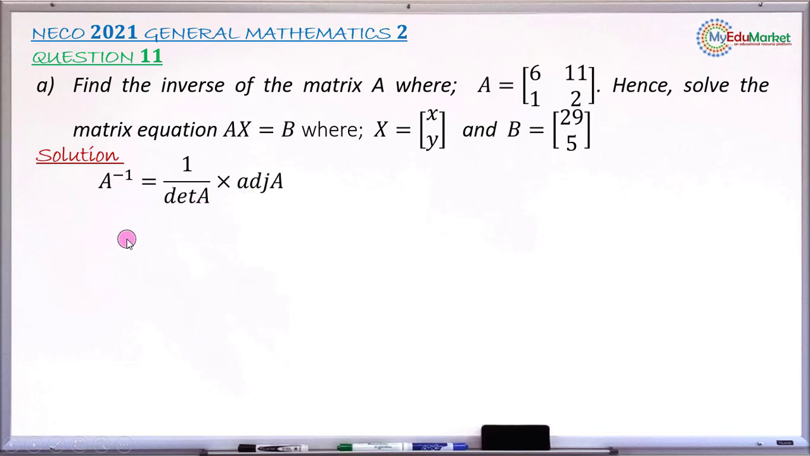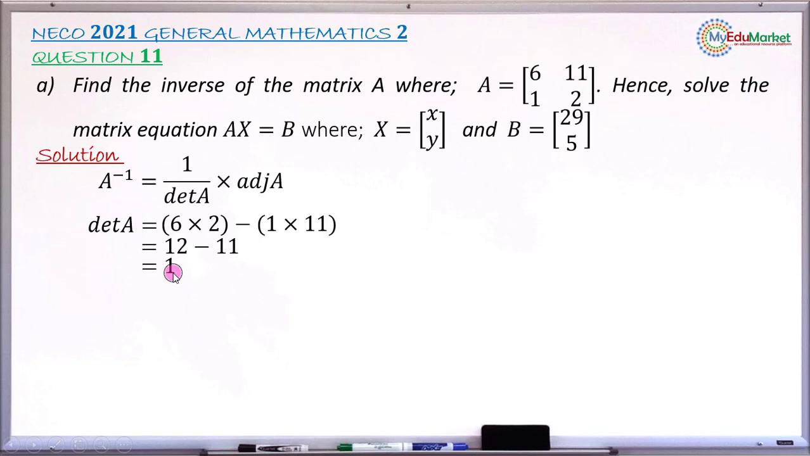Starting with det A. Remember, A is a 2 by 2 square matrix. To find its determinant, you multiply the elements on the diagonal down, and you subtract the product of the elements on the diagonal up. So the determinant of matrix A is 6 multiplied by 2, from which we subtract the product of 1 and 11. 6 times 2 gives 12, and 1 times 11 gives 11. Subtracting 11 from 12 correctly gives 1. Therefore, the determinant of matrix A equals 1.